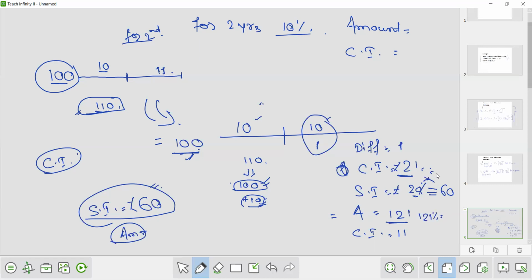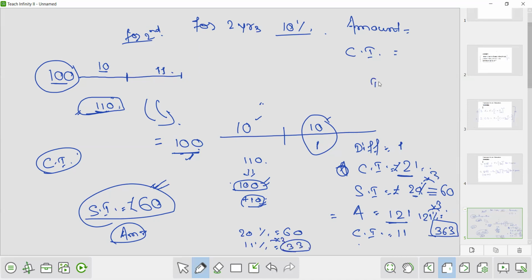So 121% is equivalent to how much? So this is 3 times. So this will also become 3 times. That is 363. Now if you have to calculate the compound interest for the second year, so you know the simple interest, that is 20%, is equivalent to 60. So compound interest for the second year is 11%. So 11% is how much? So again into 3, that is 33.